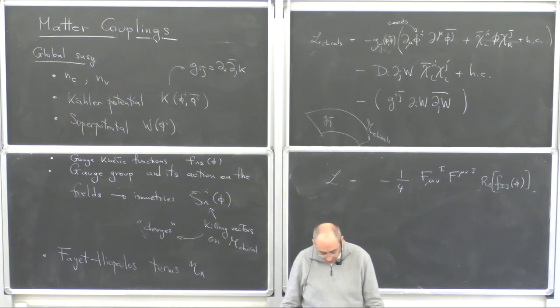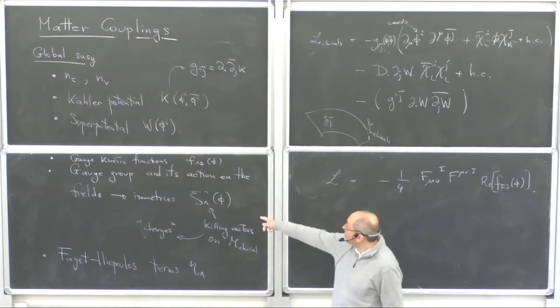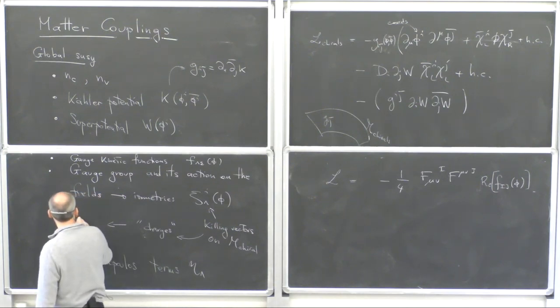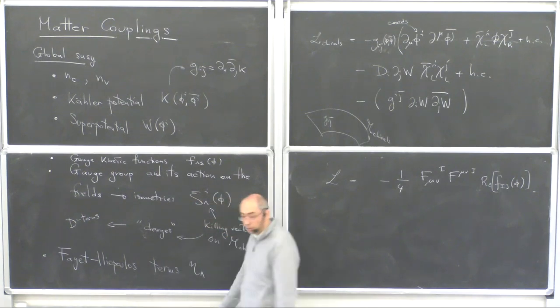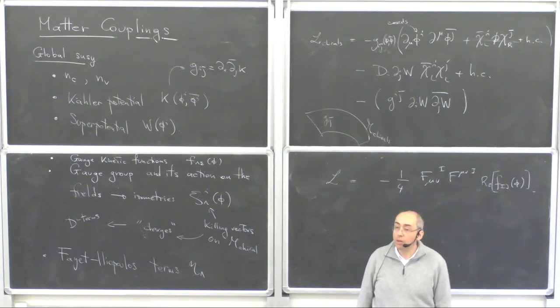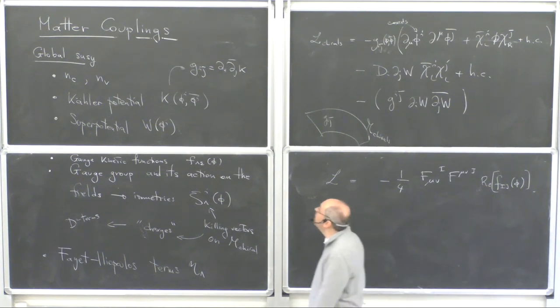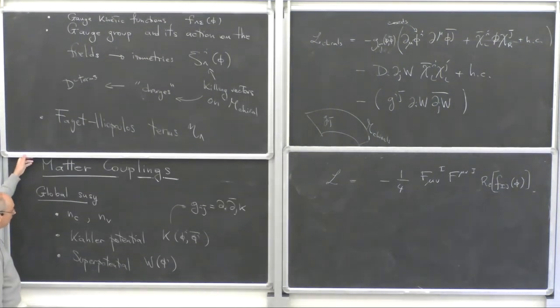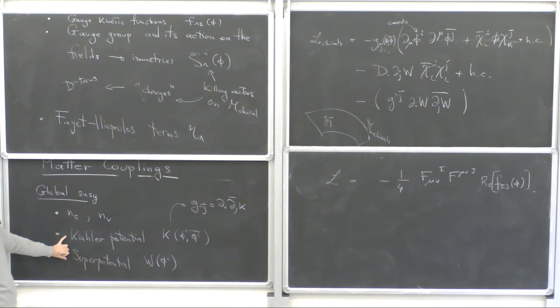So: the number of chirals, the number of vectors, the Kähler potential, the superpotential, the gauge kinetic function, the isometries, which tell me what the gauge group is, and eventually the D-terms, because of course this gives you the D-terms, and the Fayet-Iliopoulos terms. These are all the ingredients necessary to specify a global supersymmetric theory. What is going to happen in supergravity, which we'll see Monday, is that the ingredients are the same, but the Kähler potential and superpotential, which in global supersymmetry are two independent ingredients, in supergravity are not independent.